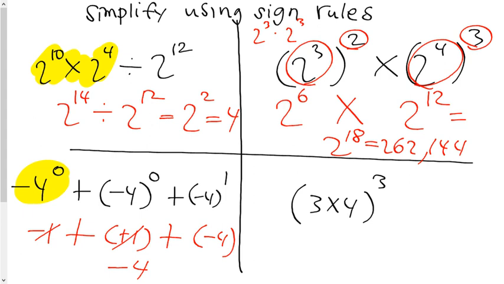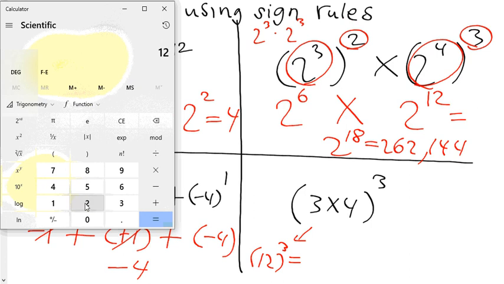And finally, our last warm-up question gives us a product of 2 numbers in brackets to an exponent outside the brackets. And the rule is you could do it one of 2 ways. You could solve it with BEDMAS. 3 times 4 is 12. And 12 cubed is 12 times 12 times 12, or 144 times 12, which I can't do in my head, is 1,728.